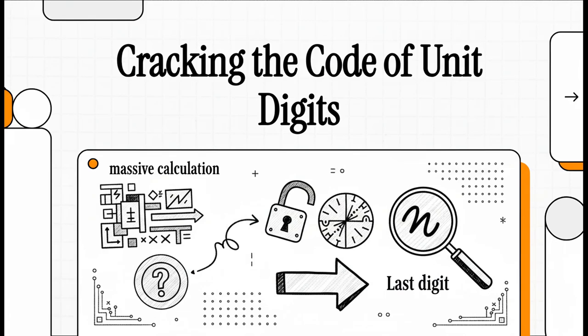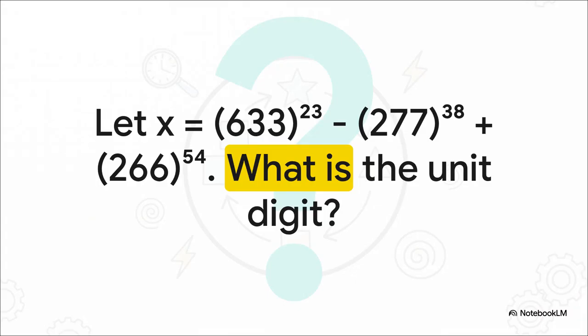Have you ever looked at a massive calculation and just thought, there is no way I can solve that without a calculator? Well, today we're going to crack the code on a math hack that lets you find the very last digit of pretty much any huge number in seconds. Let's dive in.